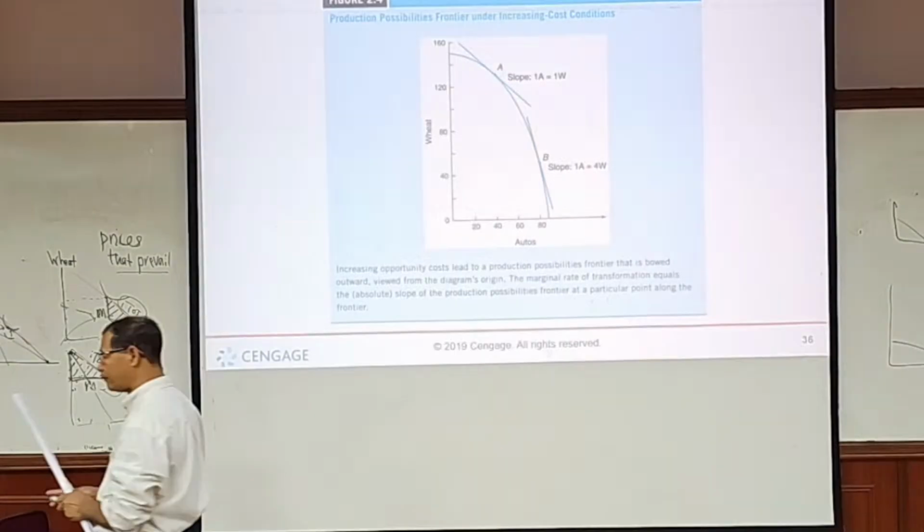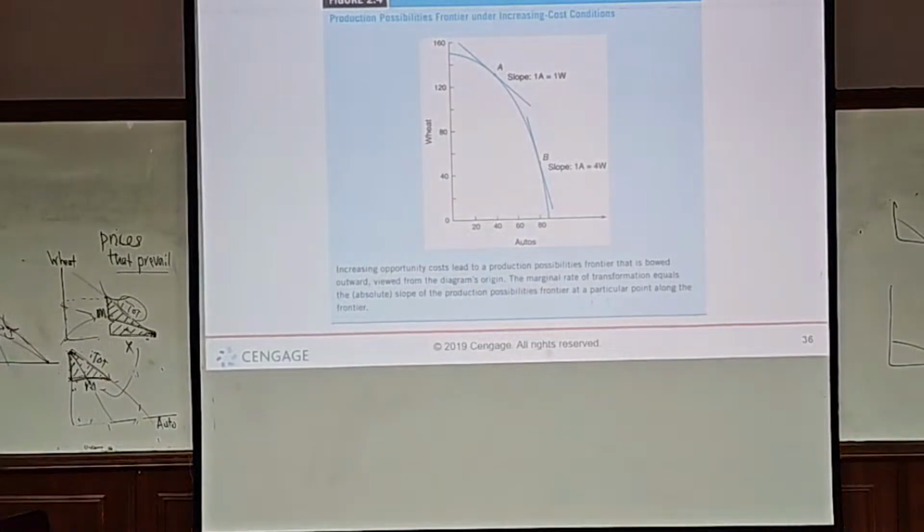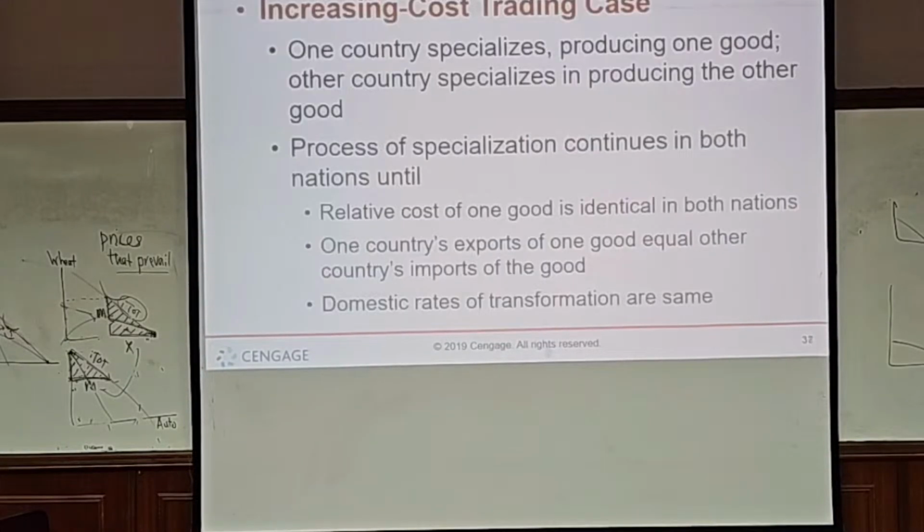You see? Specialization. If the cost of one good is identical in both nations, one country's export of one good equals the other's import. So one country specializes in one good, the other country in the other good. The process of specialization continues in both nations until it comes to a point where costs are identical in both nations. One country's export of one good is equal to the other country's import of the good. Domestic rates of transformation are the same.